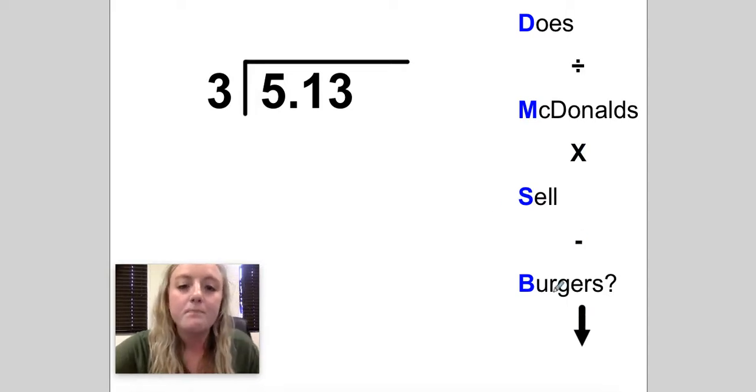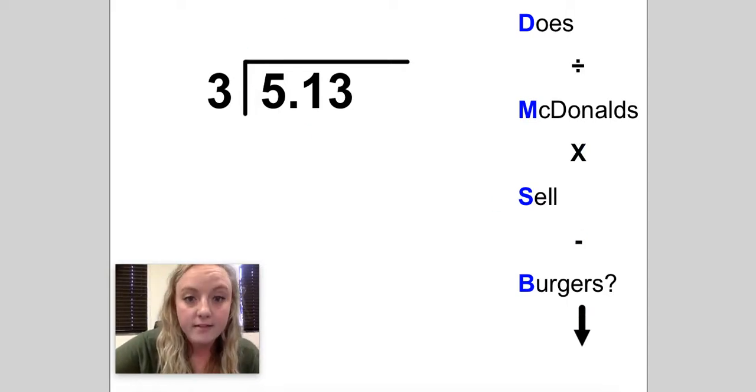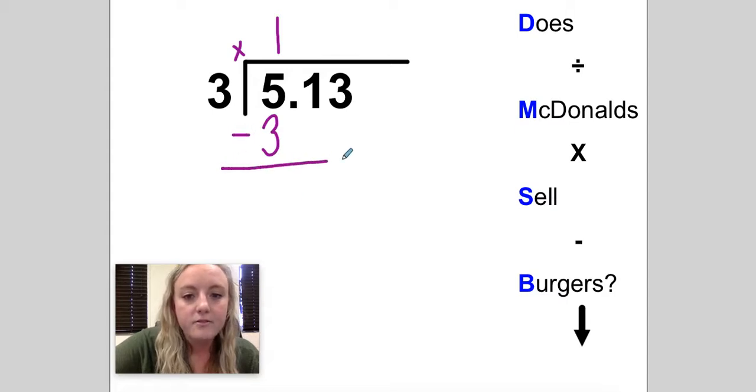Here's what that means. I'm dividing by 3, so I've got to think which multiple of 3 is closest to 5. This is division. How many groups of 3 can fit into 5? Well, one group of 3 can fit into 5. Then you multiply. 3 times 1 is 3. After you multiply, you subtract. 5 minus 3 is 2.